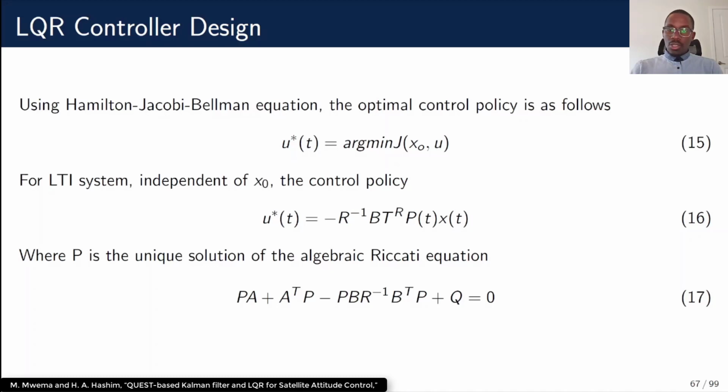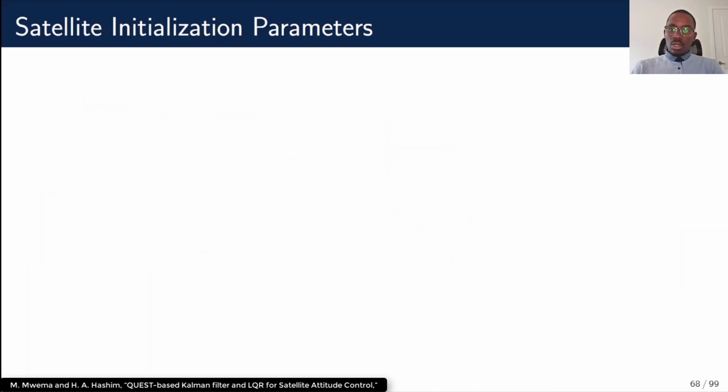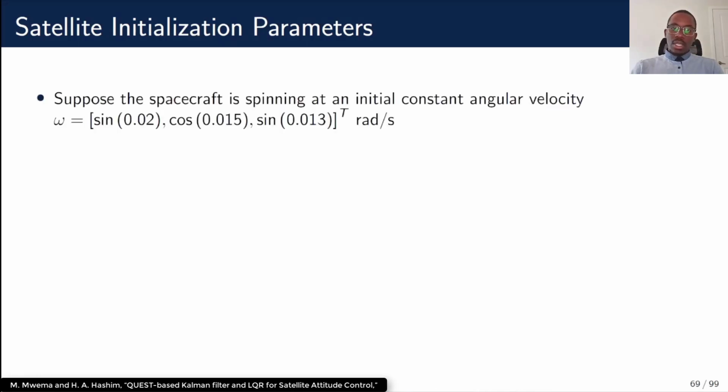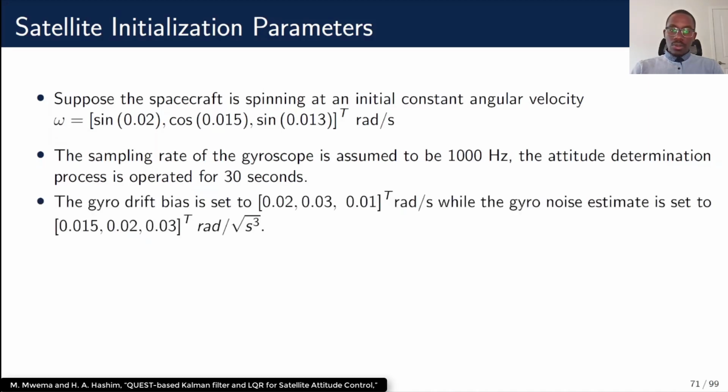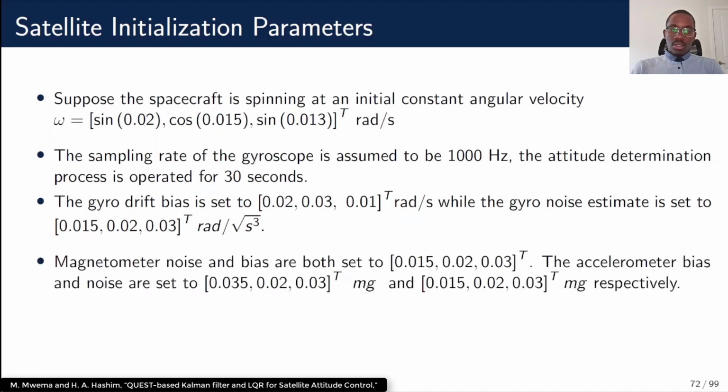The satellite initialization parameters used in the simulation are as follows. We suppose the spacecraft is spinning at an initial constant angular velocity shown. The sampling rate of the gyroscope is assumed to be 1000 Hz, and the attitude determination process is operated for 30 seconds. The gyro drift bias is set to the following values, while the gyro noise estimate is set to the following values.